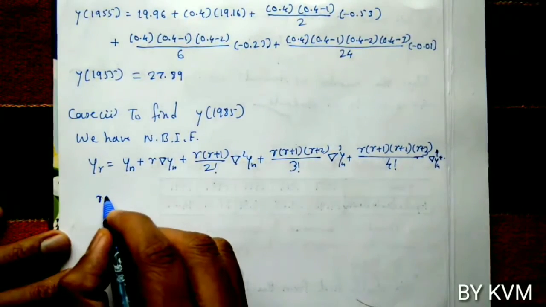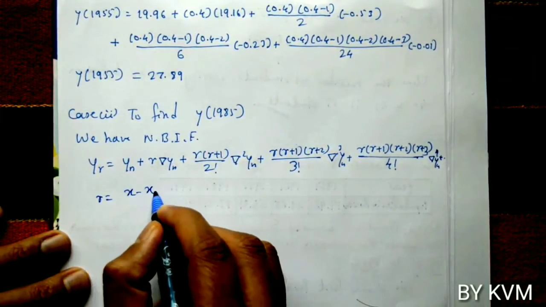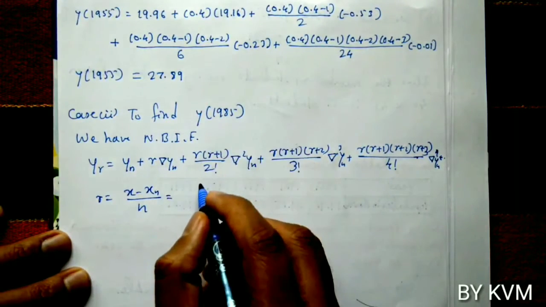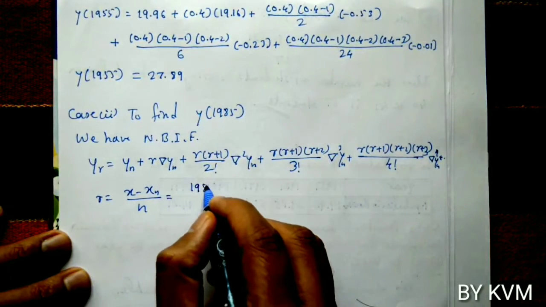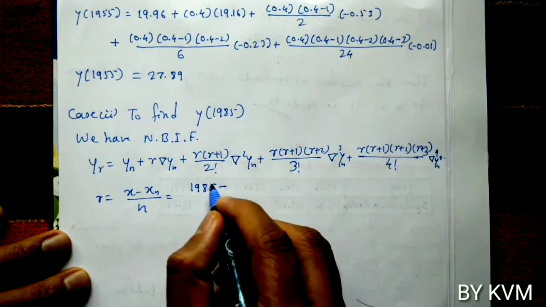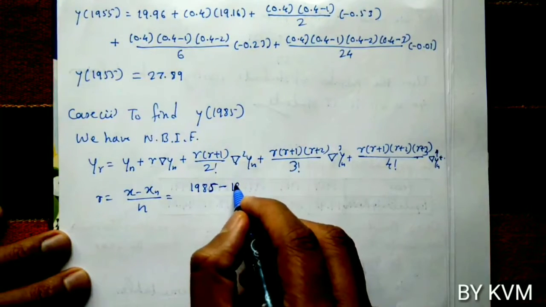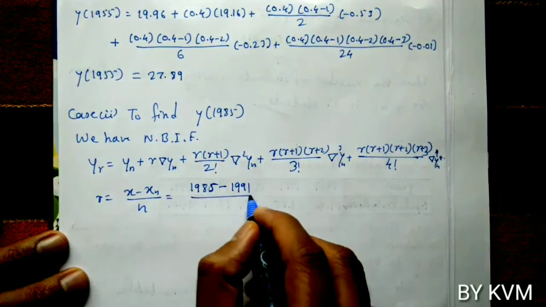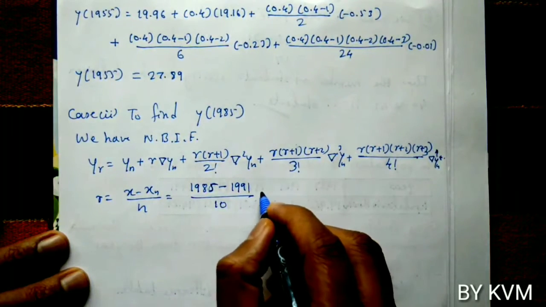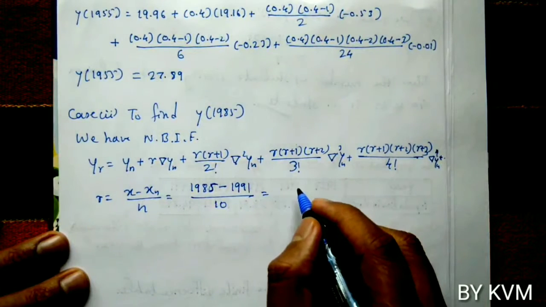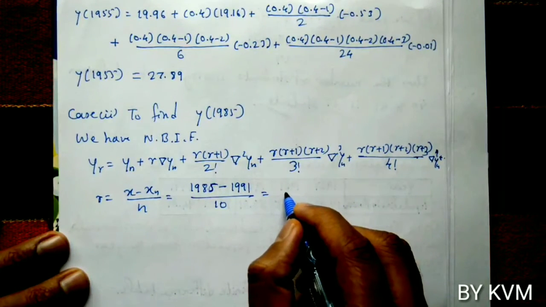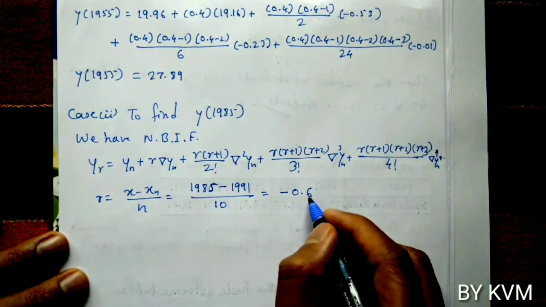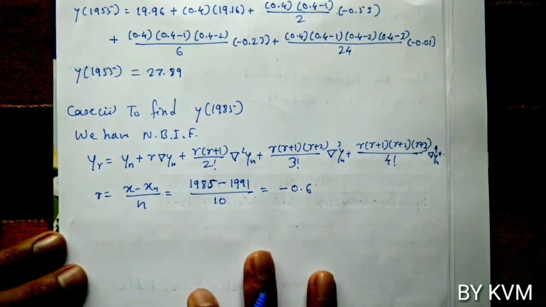So now in the formula we have to calculate the r value also. r is x minus x n by h. x is 1985, minus x n, the last value of x, which is 1991, by h, the common difference between the values of x, that is 10. 1985 minus 1991 is minus 6. So minus 6 by 10 is minus 0.6.